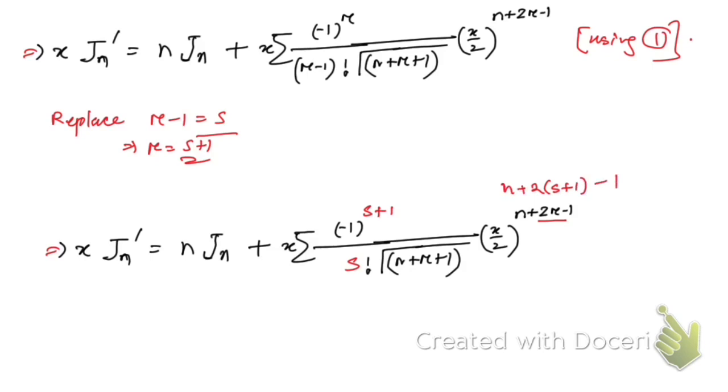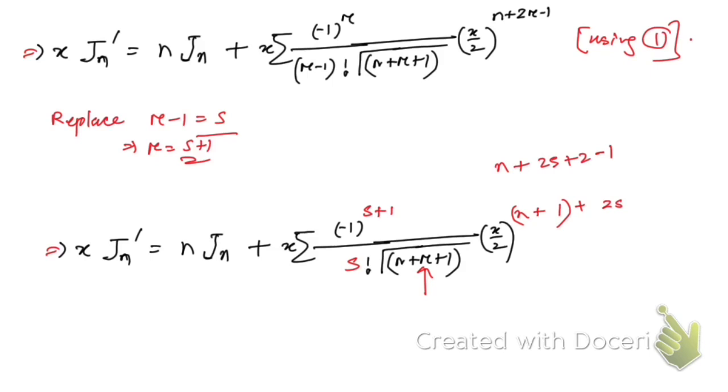So if you simplify this power, n plus twice s plus 2 minus 1, that's going to be equal to n plus twice s plus 1, and it can be written this way. Let me write this one, 2s, n plus 1 plus 2s, we can write this way, right? And similarly replace this r as well, then you're going to have s plus 1, so you can write this in this way.